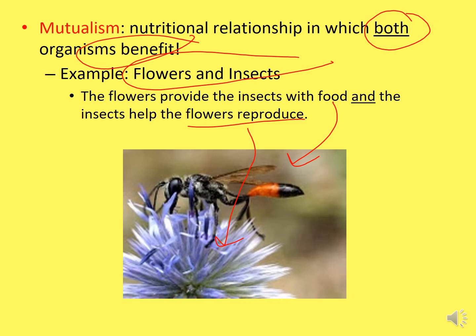So they are able to reproduce because the bugs go into all those flowers and get the reproduction cells from all the other flowers that it was at. So now when it lands on another flower, it gives birth to the other flowers. Because obviously, if they're trying to have a baby, the flowers just can't get up and walk and try to meet somebody. So the insects actually be like, hey, we help you and you give us food. Mutualism.